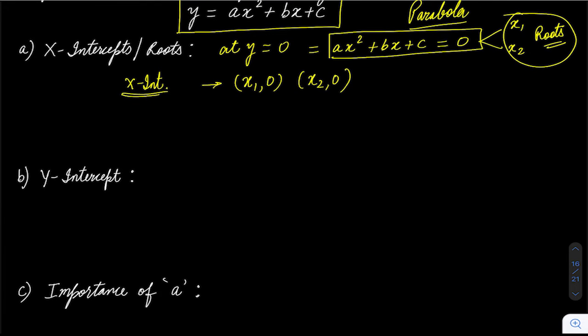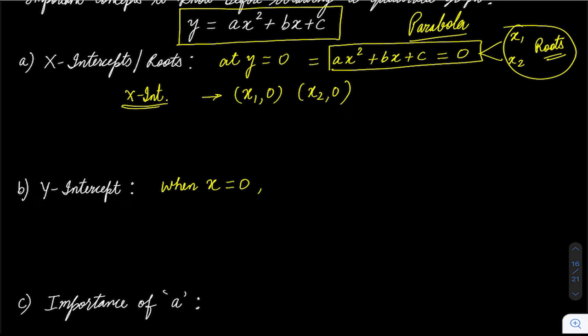Now, the second thing is the y-intercept. The y-intercept is when the x coordinate is 0, meaning the point where the curve is crossing the y-axis, and on the y-axis x is 0. So when you substitute x equal to 0 in ax square plus bx plus c, you get y as c. So basically it means 0 comma c is going to be my y-intercept. Okay, so this is all about the intercepts, x-intercept and y-intercept.